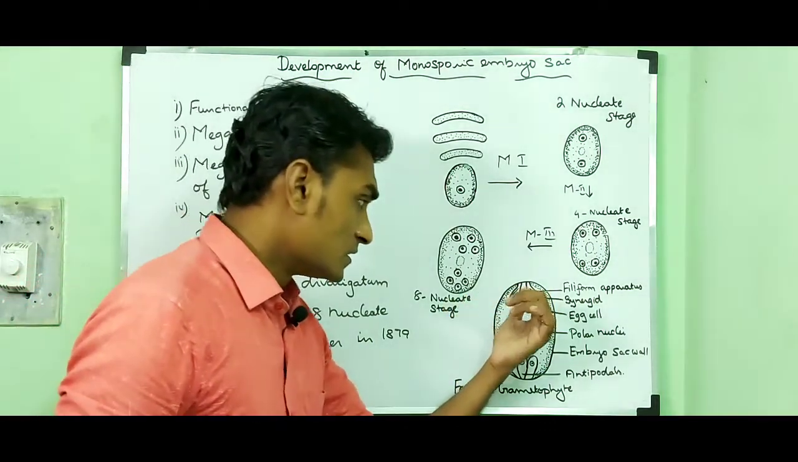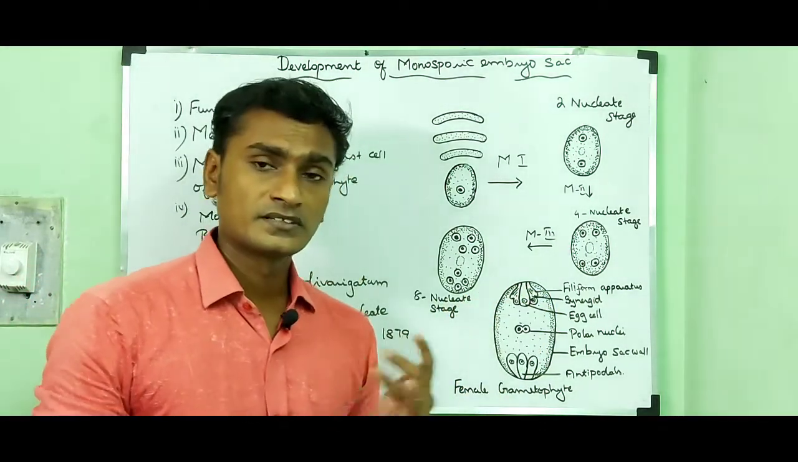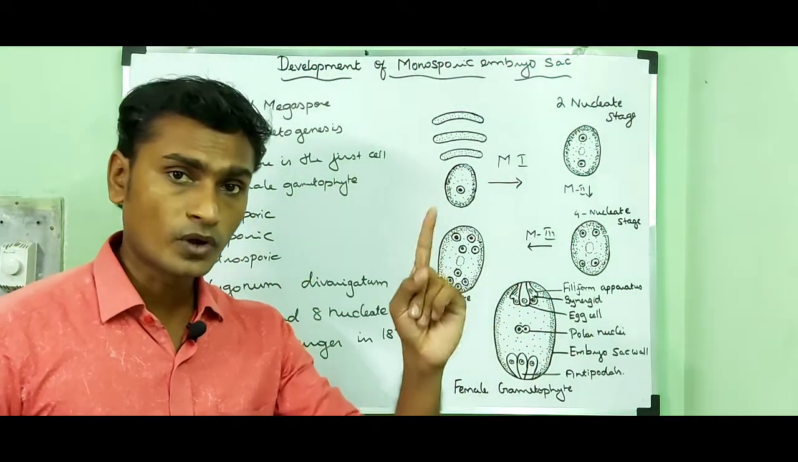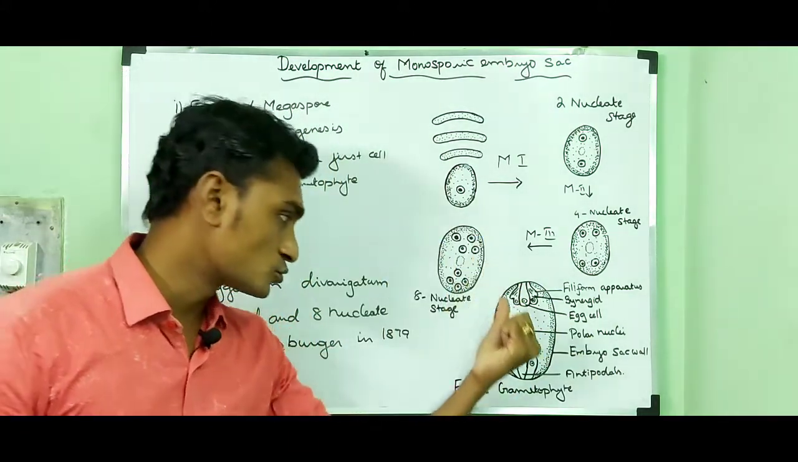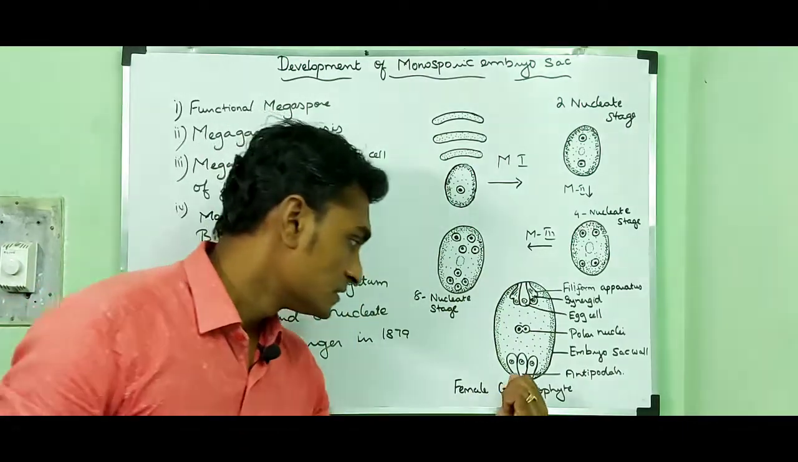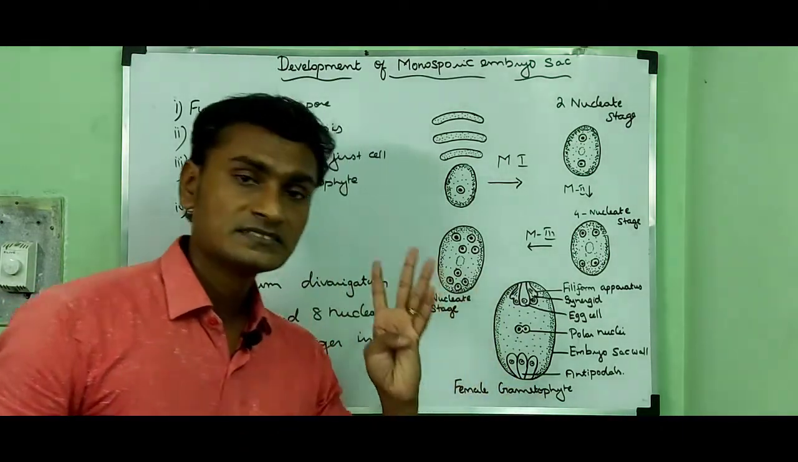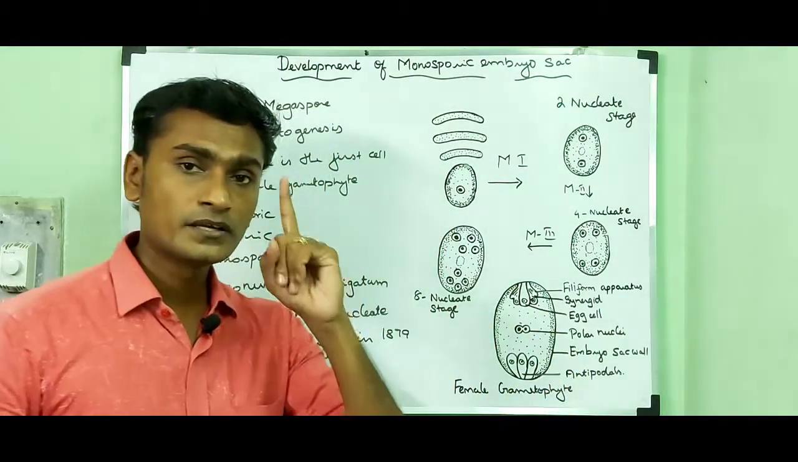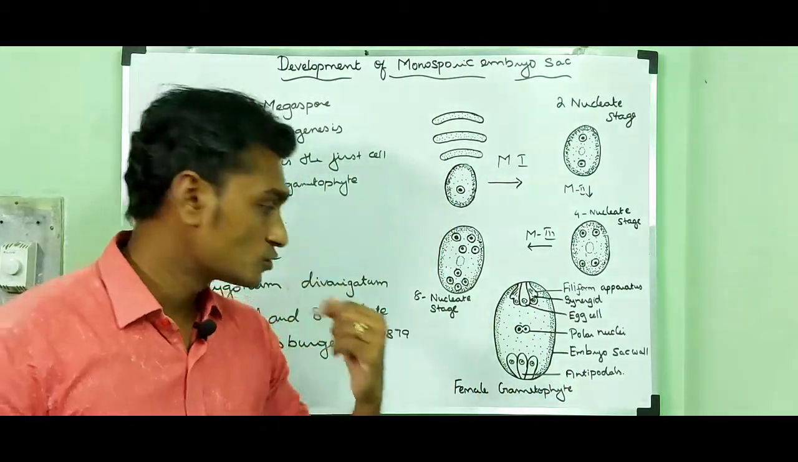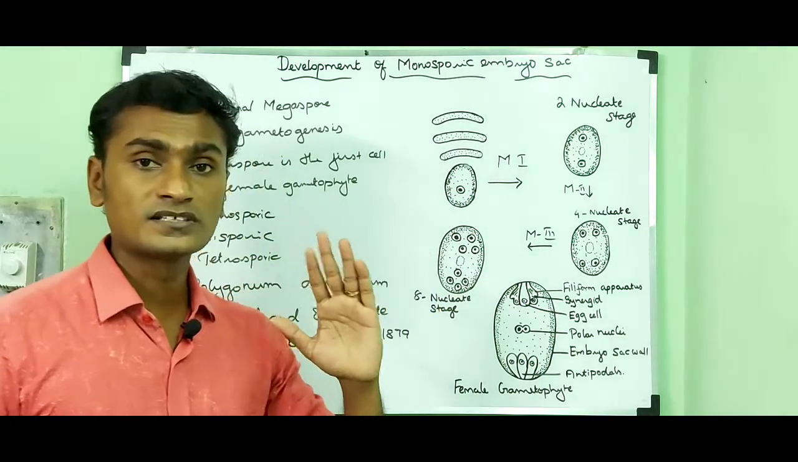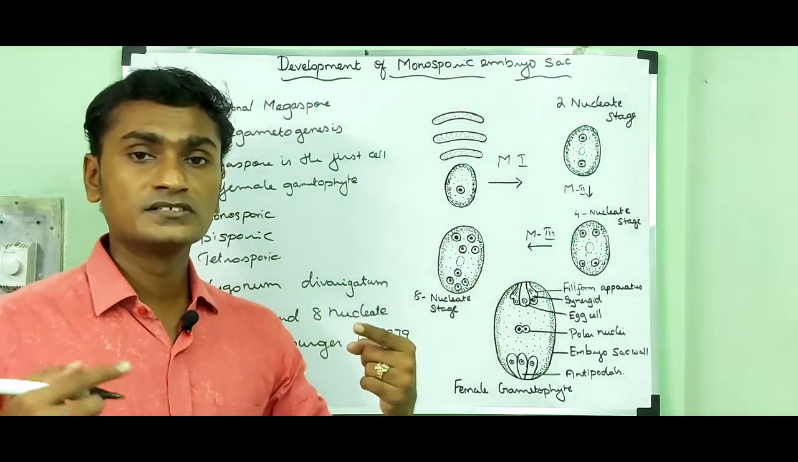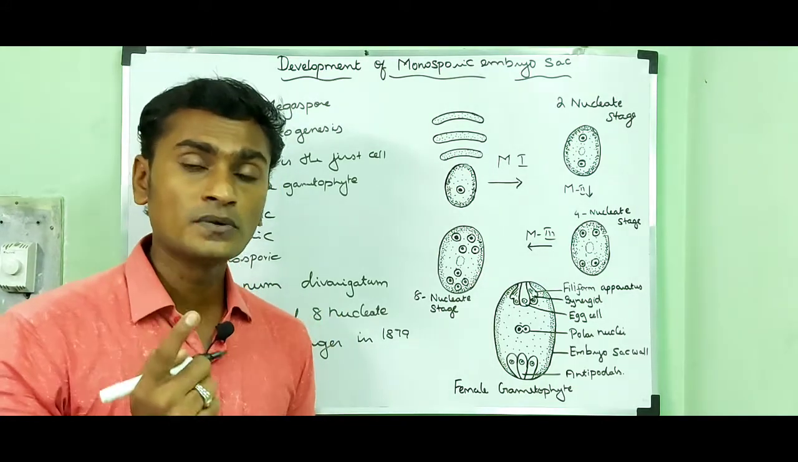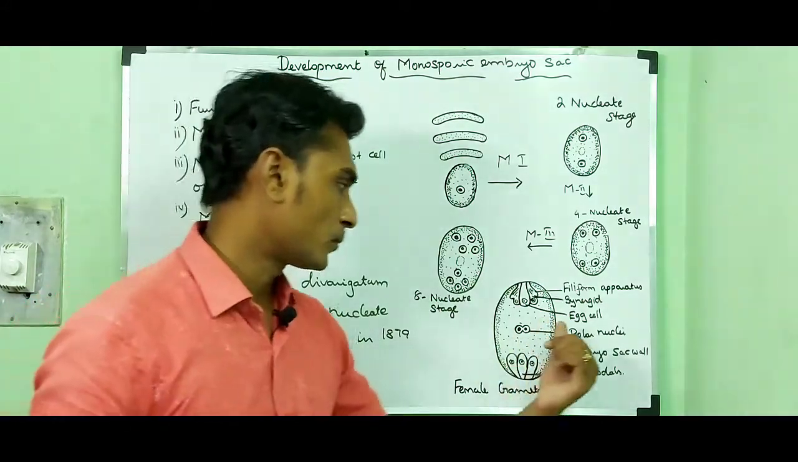So the three nuclei get developed into egg apparatus. The remaining one upper polar nuclei moves towards the center. Then in the chalazal end, 3 nuclei get developed into antipodals. Remaining one nuclei moves towards the center and that nucleus is called as lower polar nuclei. Then these two central polar nuclei fuse together to form a secondary polar nuclei.